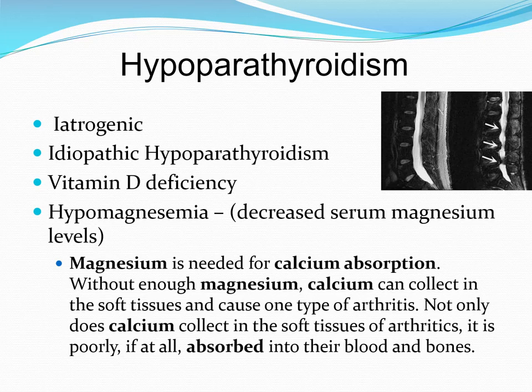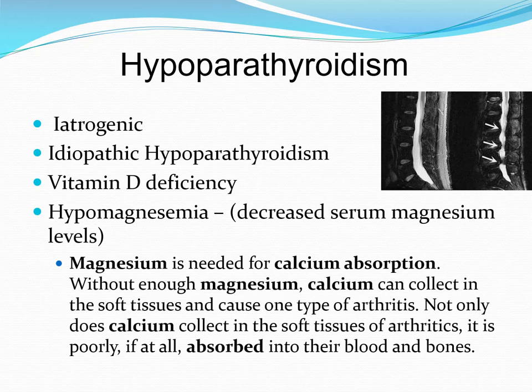Idiopathic hypoparathyroidism can occur spontaneously. The cause is unknown. It can be related to an autoimmune disorder. Hypoparathyroidism can occur with diabetes, pernicious anemia, adrenal insufficiency, and vitiligo.